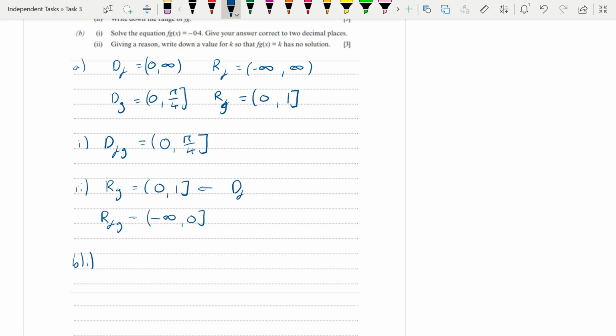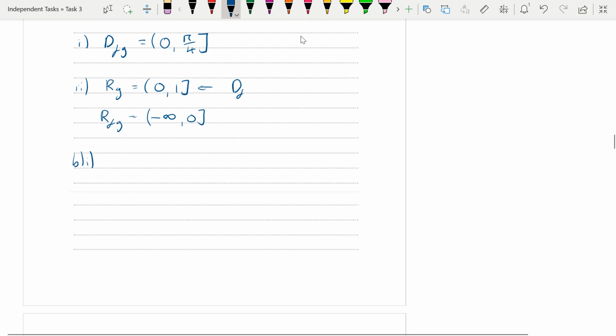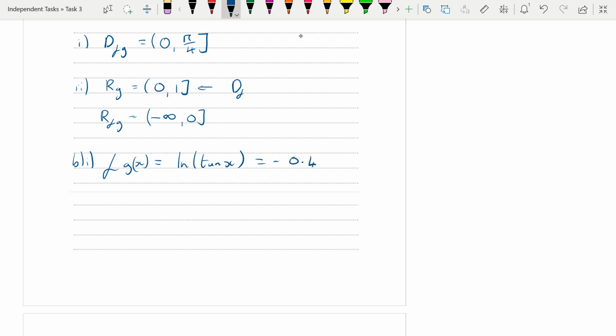Right, part B: solve the equation f of g of x equals minus 0.4, giving your answer correct to 2 decimal places. So I'm going to dive into this. f of g of x is going to have to be ln of tan of x, which isn't the nicest thing ever, but he told me that equals minus 0.4, and I'm going to solve this.